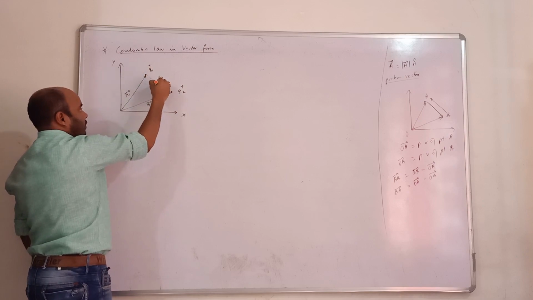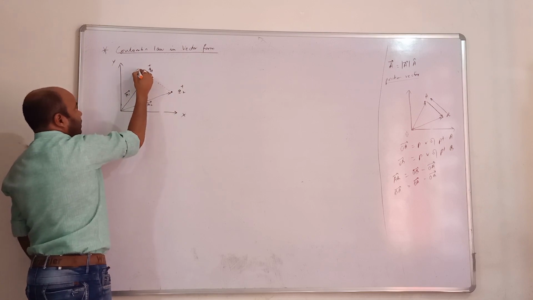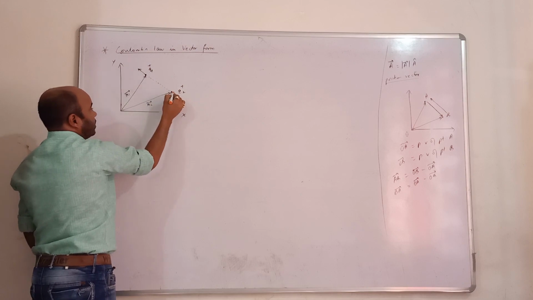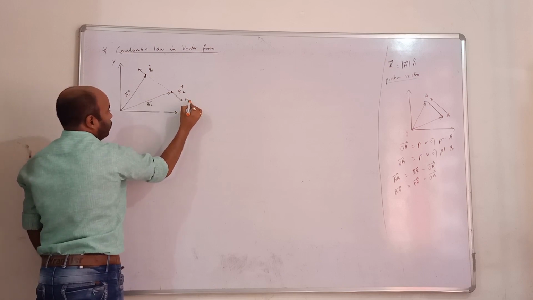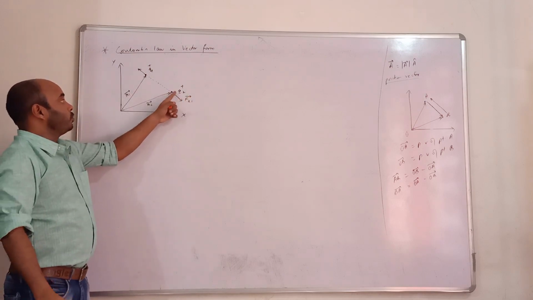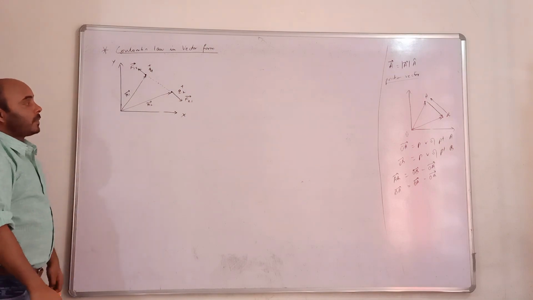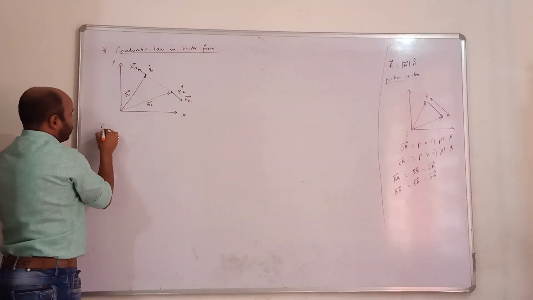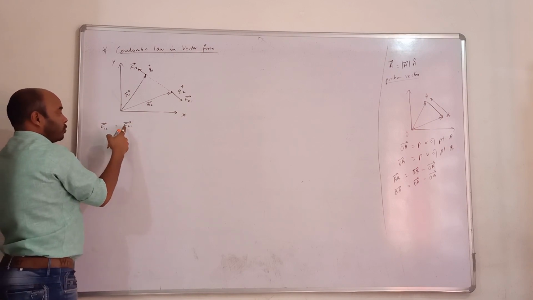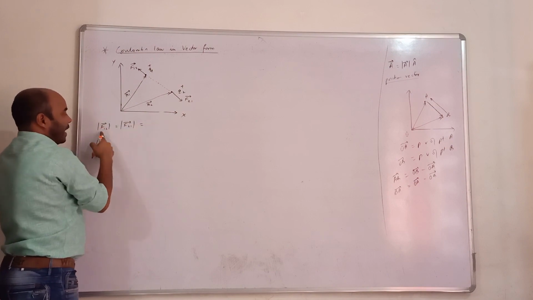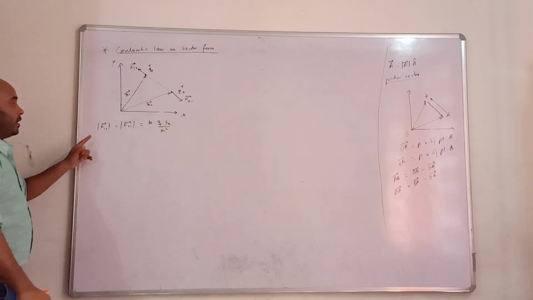Since they are positive, what will happen? Plus plus, they will repel. This charge due to this charge will repel like this, and this charge due to this will repel like this. So this is the force on Q2 due to Q1, force on 2 due to 1, and this is the force on 1 due to 2. Clear? Now the force on Q1 due to Q2 and the force on Q2 due to Q1, both have the same magnitude: K Q1 Q2 by R square.